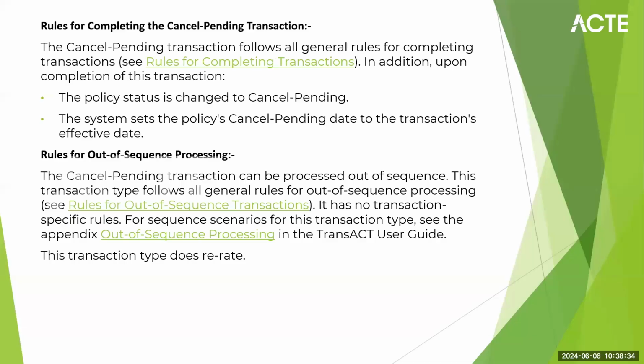Rules for completing the cancel pending transaction. The policy status will be changed to cancel pending when the user has done the cancel pending transaction. The system sets the policy cancel date to the transaction effective date. The previous transaction effective date, that same effective date will be considered as the cancel pending effective date. Out of sequence: it has no specific rule, so the user can do an out of sequence transaction.